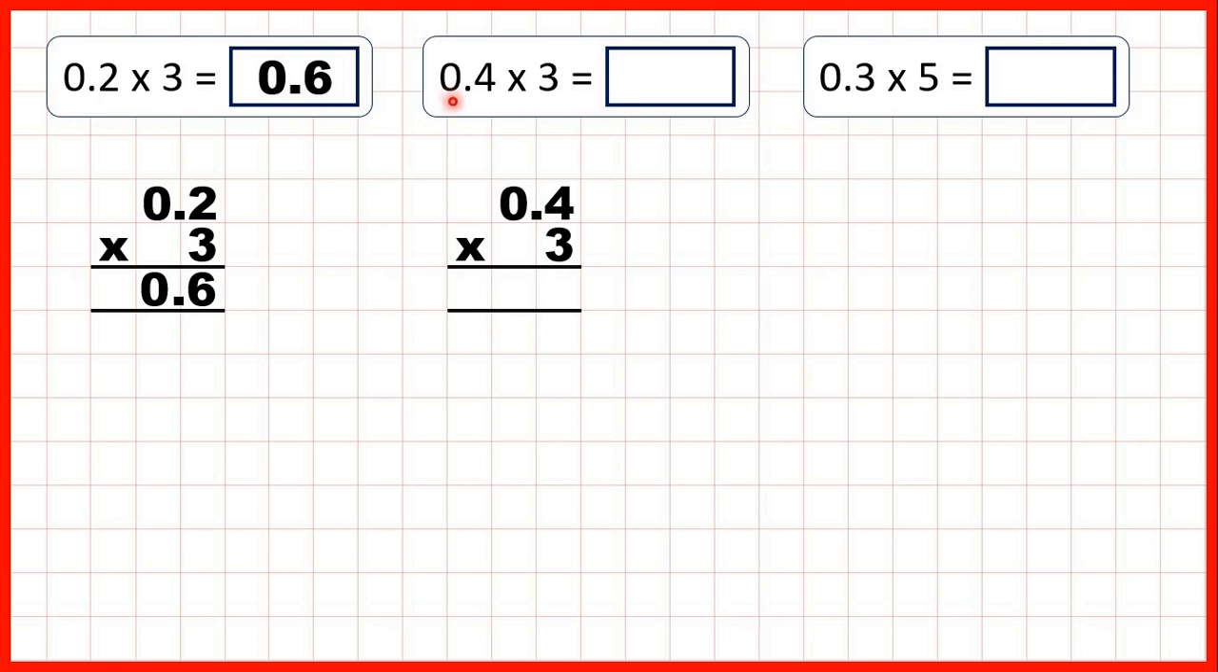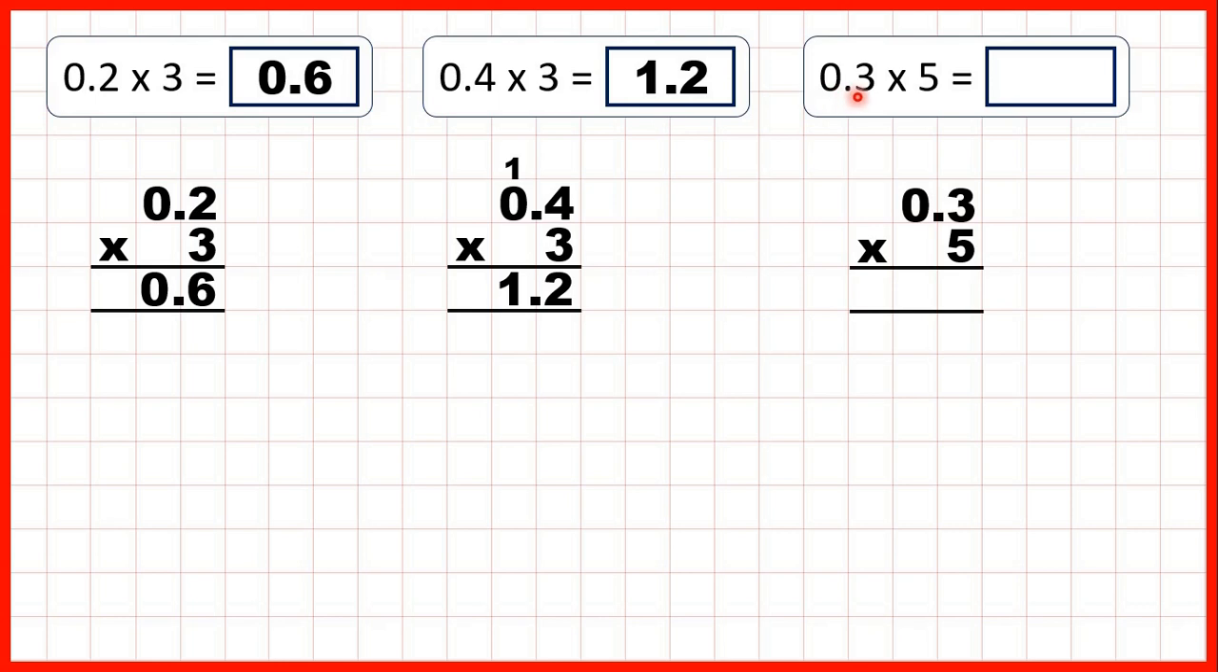Now we have 0.4 times 3. Again, we can write it out as a column multiplication, and we need to copy down the decimal point into our answer. Now 4 times 3 is 12, so that's 1, 2, with the first digit above the next place value column along, which here is our ones column. Now 0 times 3 is 0, plus 1 is 1. So our answer is 1.2.